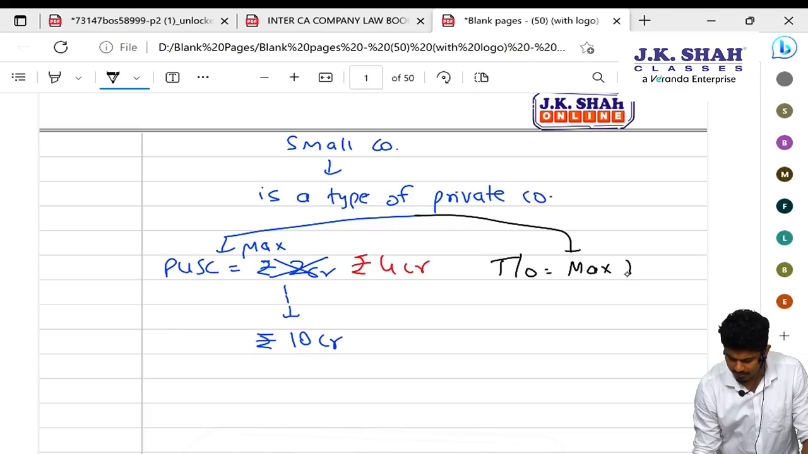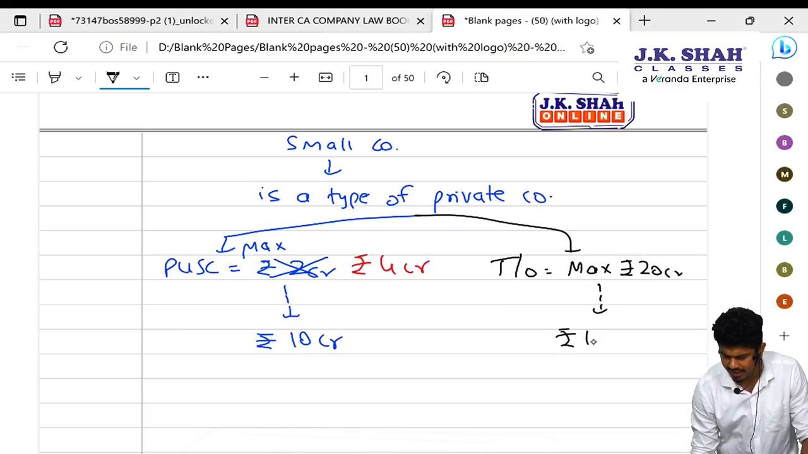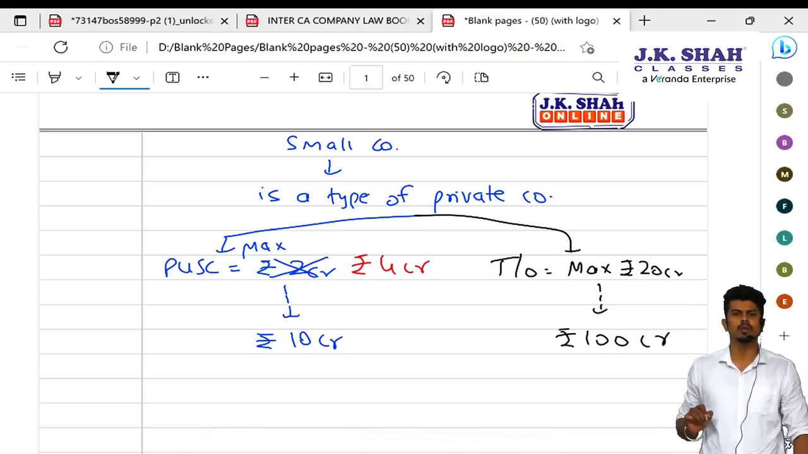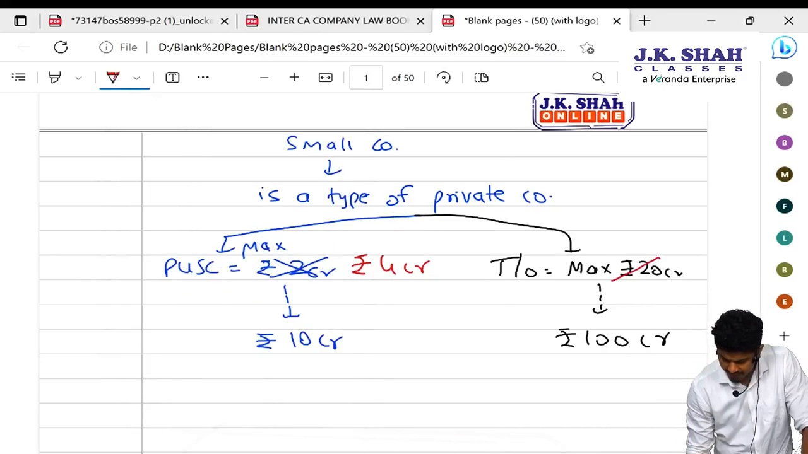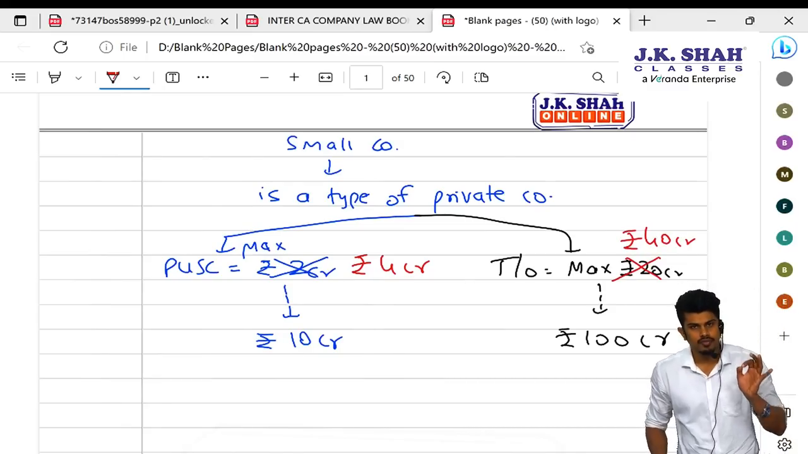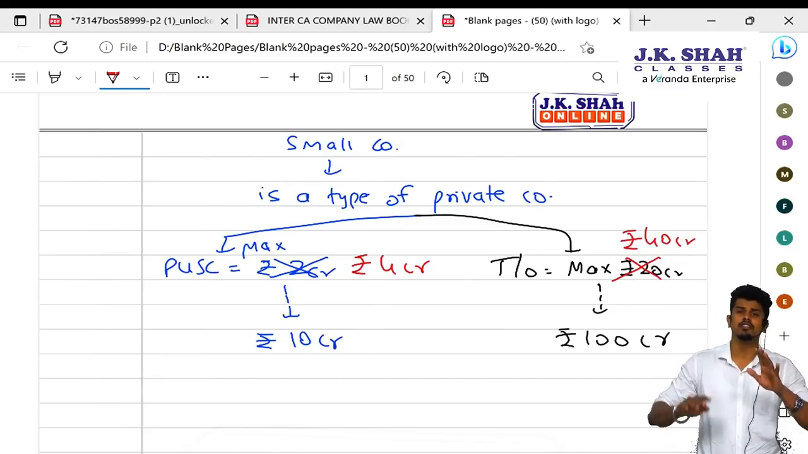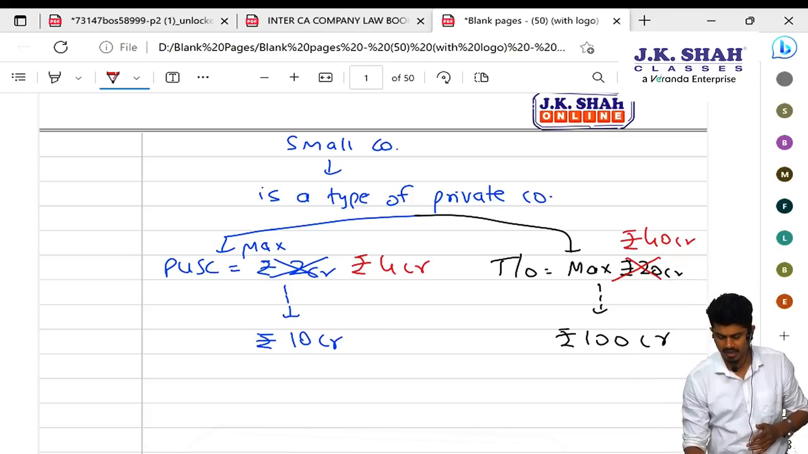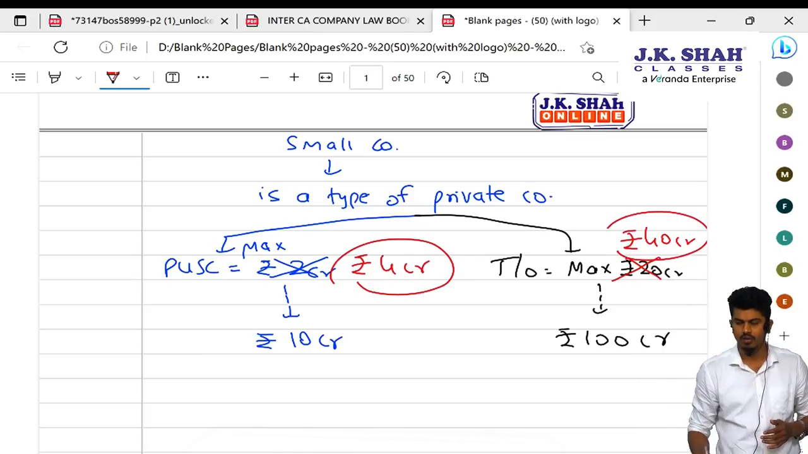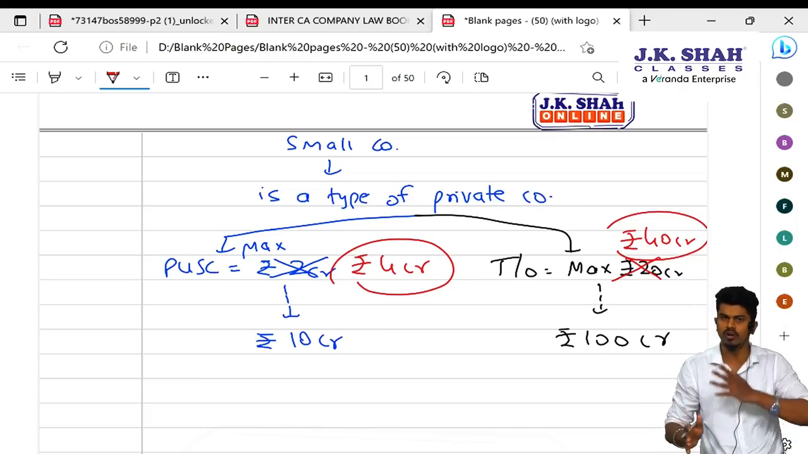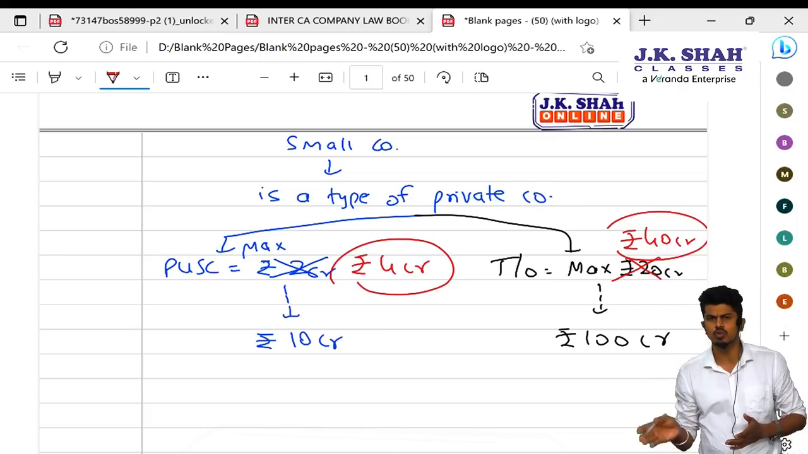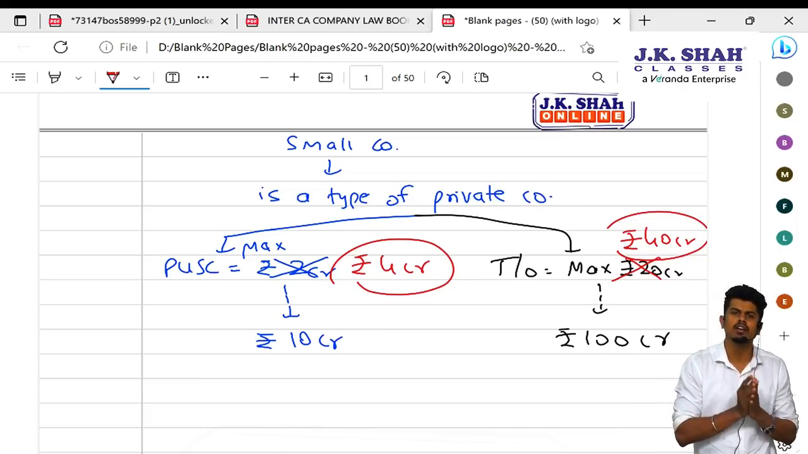Earlier it was maximum 20 crore or such higher amount as may be prescribed, not exceeding 100 crore rupees. Now they have changed this 20 crores to rupees 40 crores. So guys, now for a small company the limit is 4 crore and 40 crore. I repeat, the limit is 4 crore and 40 crore. Earlier it was 2 and 20, now it is 4 and 40.